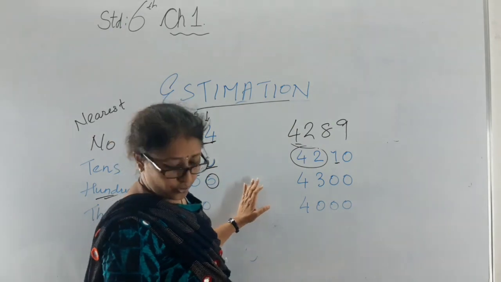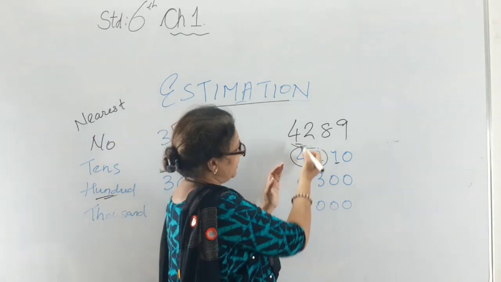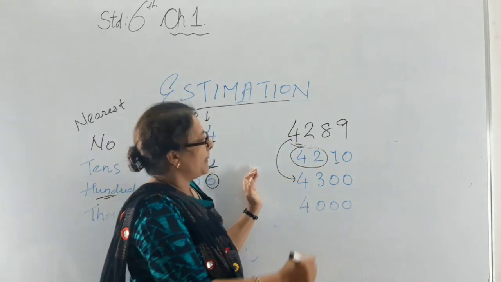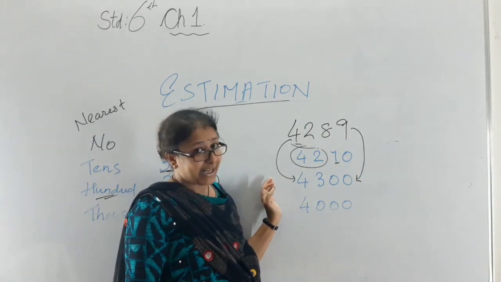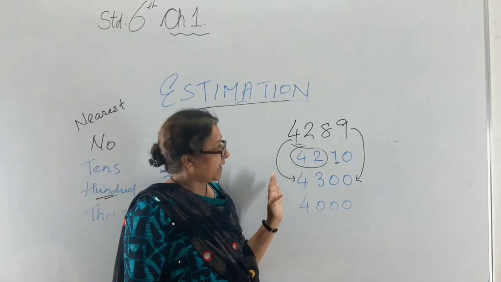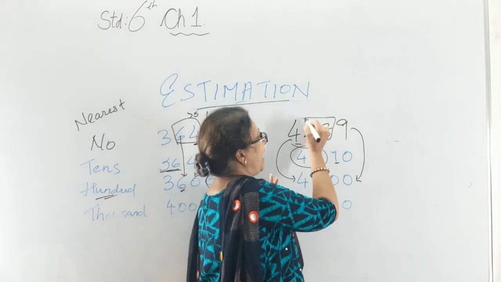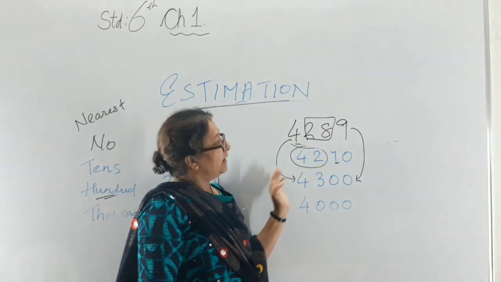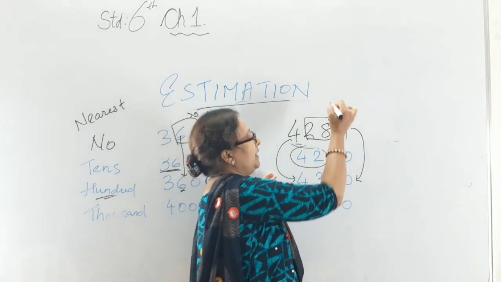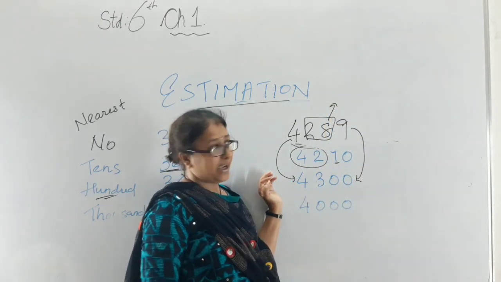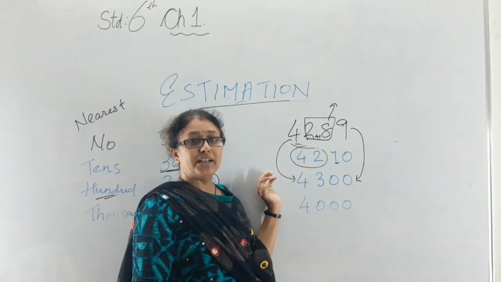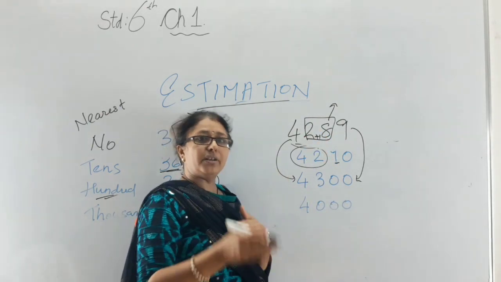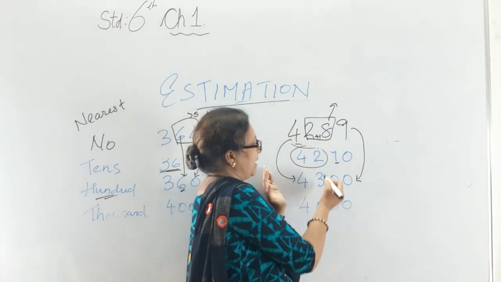I am rounding off to 100. So what will happen? 4 is copied as it is. 10 is already added over here. Because it is tens place, units place, 0 will come. We will only focus on 2 and 8. Now my main target will be 8. 8 is more than 5. As 8 is more than 5, plus 1 will be added with 2.